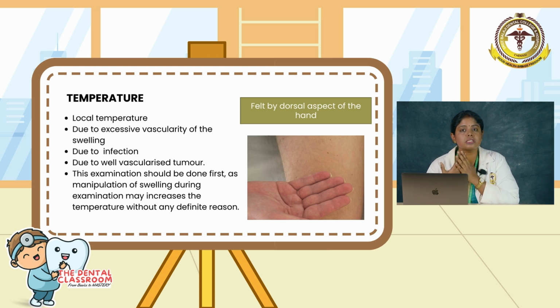I have to use the dorsal aspect of my hand. When I place the dorsal aspect of the hand over the swelling, I can feel the rise in temperature. How do I know that there is a rise in temperature? I compare it with the normal side, generally the opposite side. Then I can find that there is a rise in temperature. Generally, there will be a rise in temperature when the vascularity is increased, that is, in inflammatory swelling, any infectious swelling, and any vascular malformation swelling.